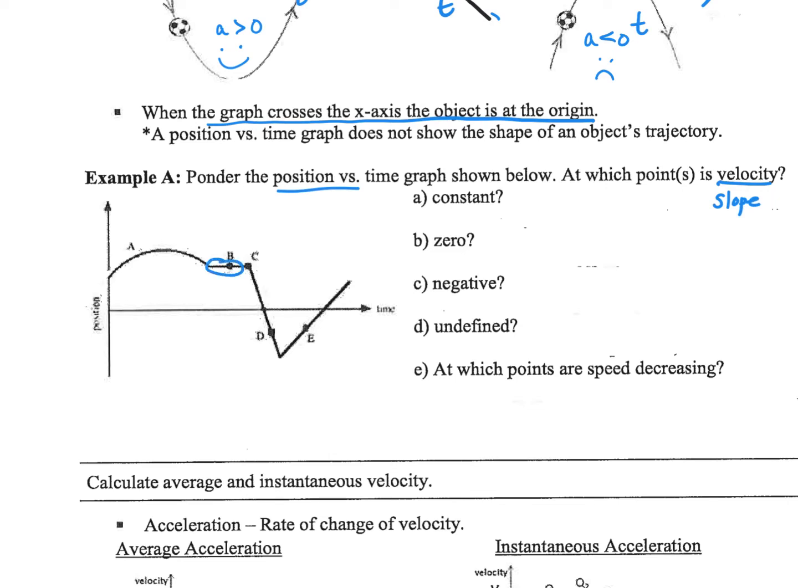B. Where else? D. How about E? Where is it 0 though? Just at B. It's got to be flat for it to have a 0 slope, doesn't it? Yes. Okay. So now, what about where is it negative? D. D.